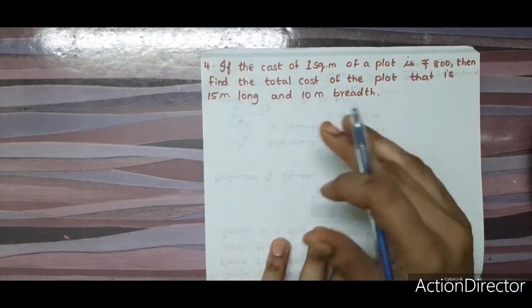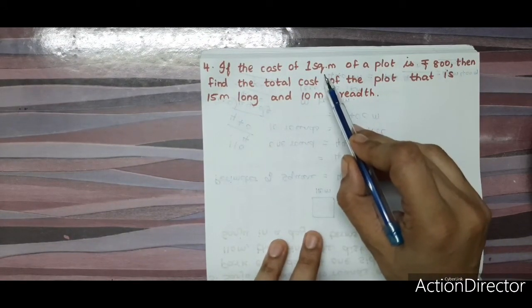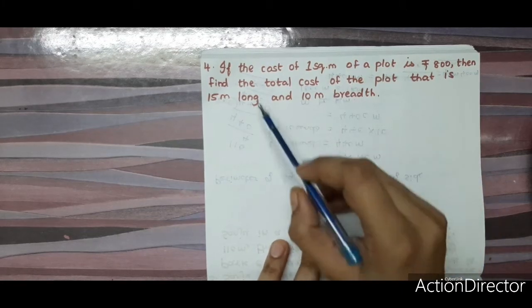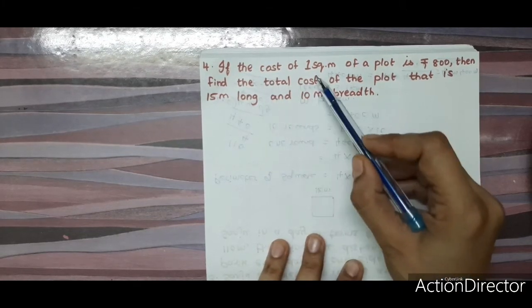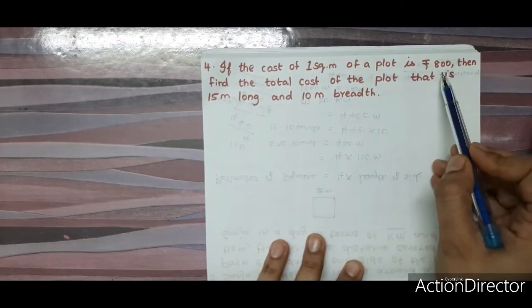Whenever in the question we get square meter, it means we are going to calculate the area. If the cost of 1 square meter of a plot is rupees 800.